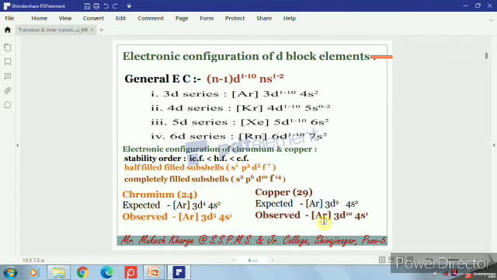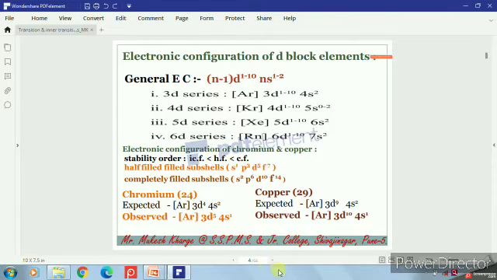So when the question is to write the electronic configuration of chromium and copper, always write down the observed electronic configuration, not the expected. And there are questions asking why chromium and copper show this observed electronic configuration. You have to write the explanation or the reason behind this observed electronic configuration.